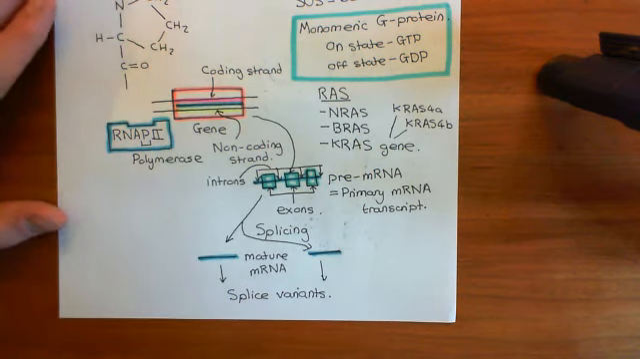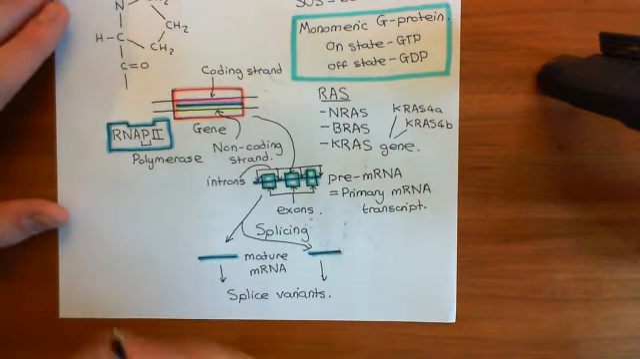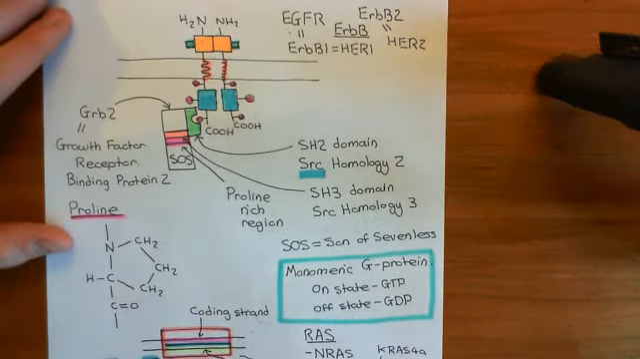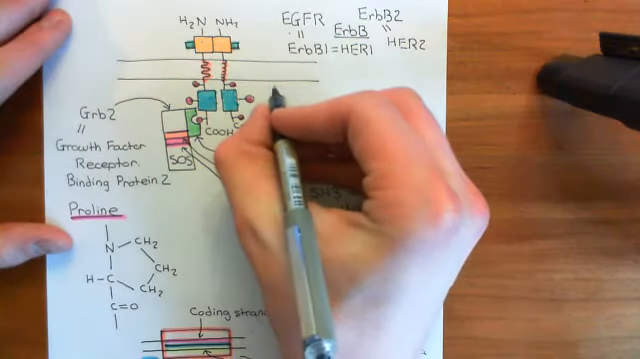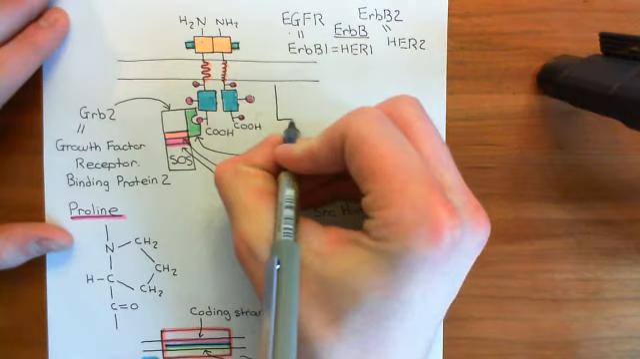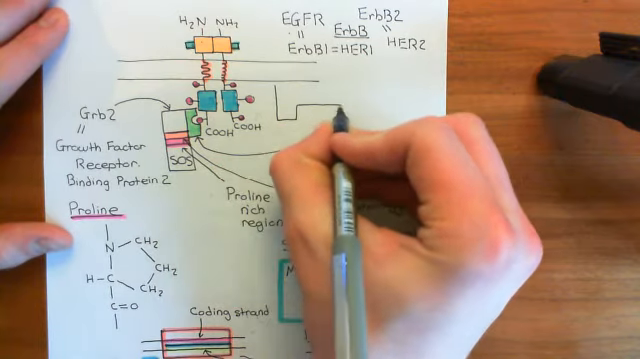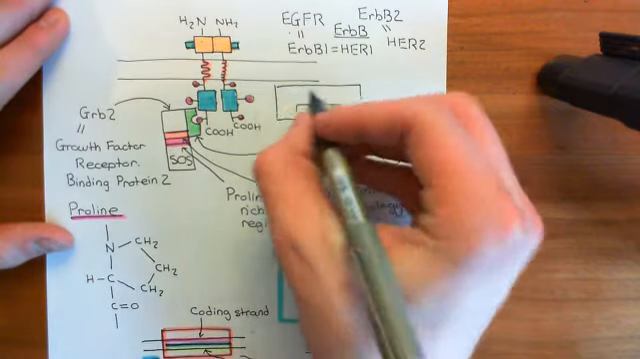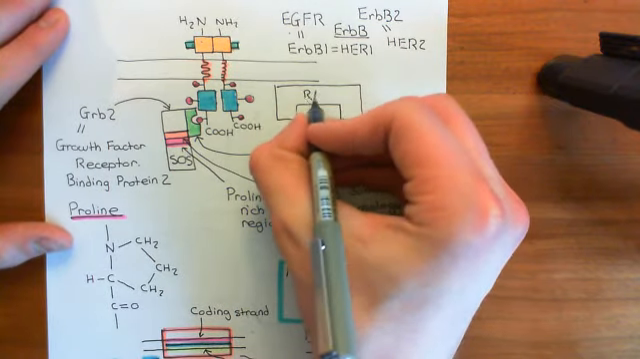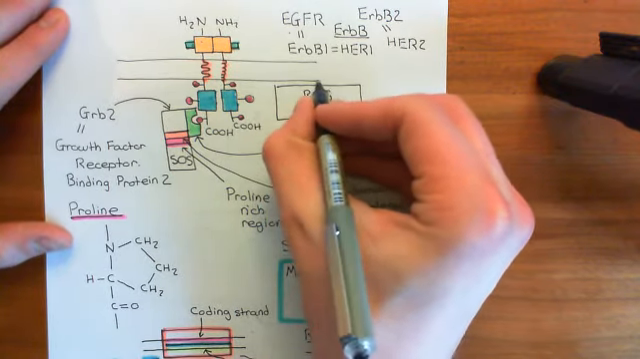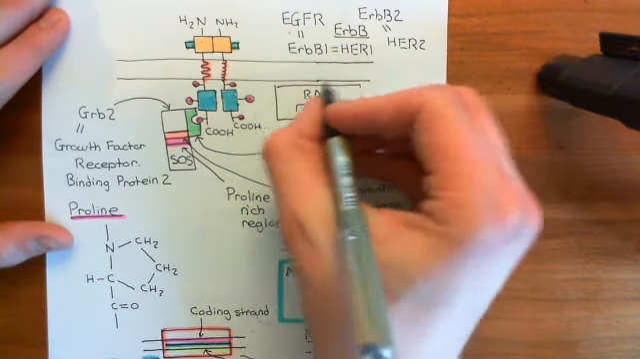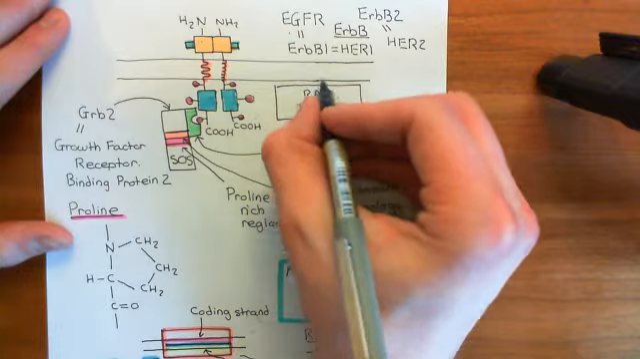Now, where do the RAS monomeric G proteins live? Well, they live on the underside of the phospholipid bilayer. Okay, so let me draw my RAS monomeric G protein for the first time. So basically, these RAS monomeric G proteins are not integral membrane proteins. They are not sitting within the phospholipid bilayer, but they are attached to the underside of the phospholipid bilayer.